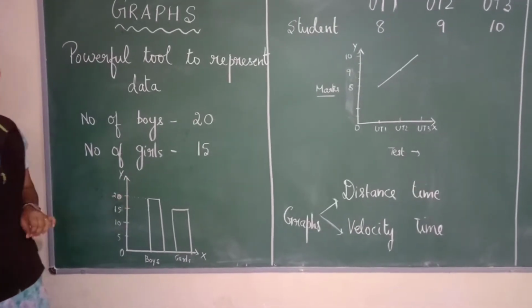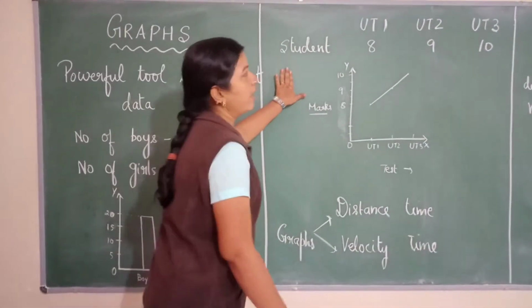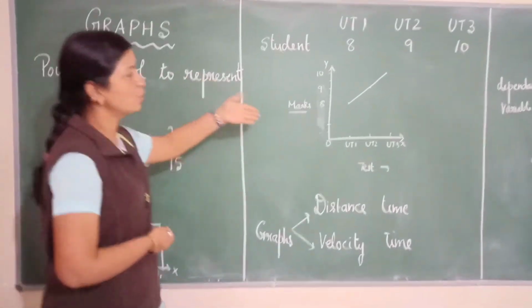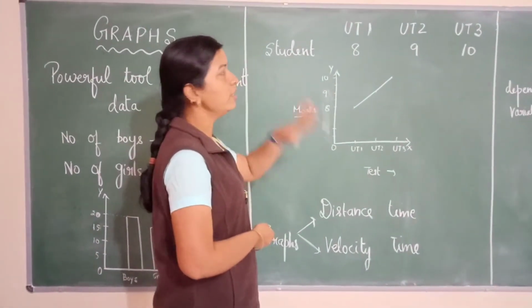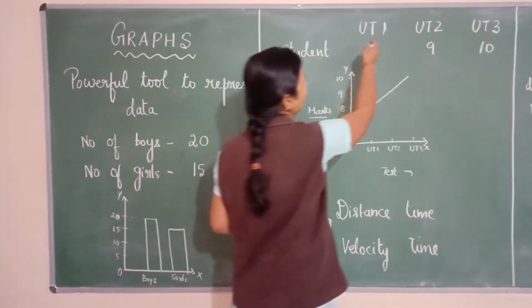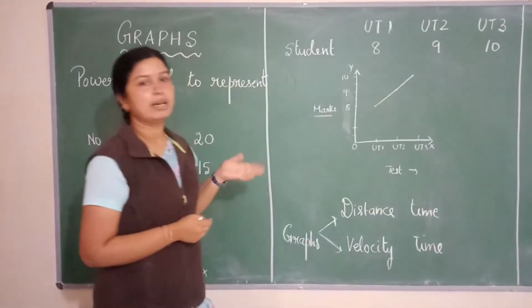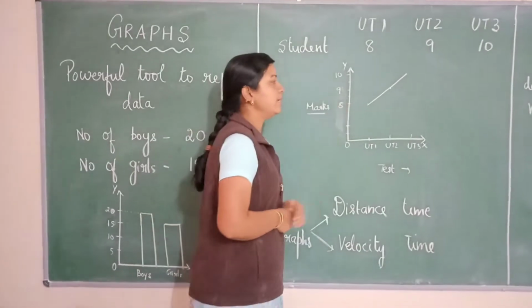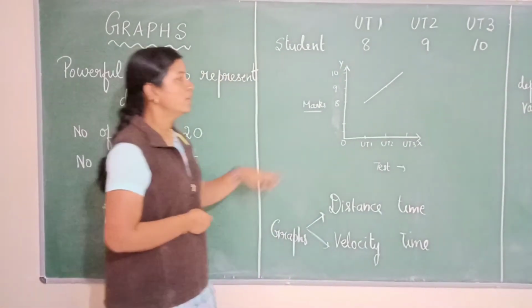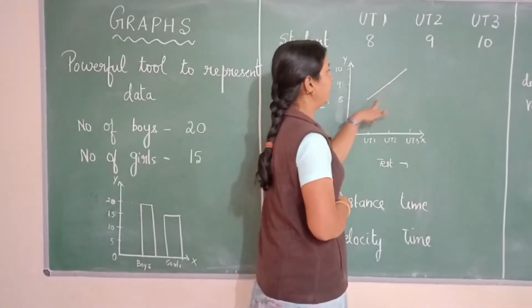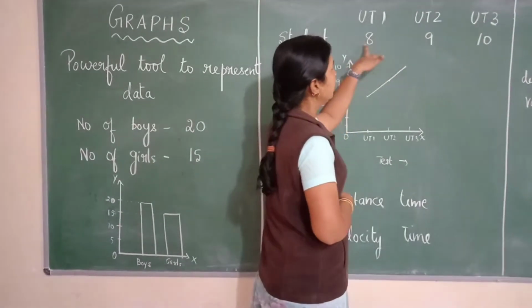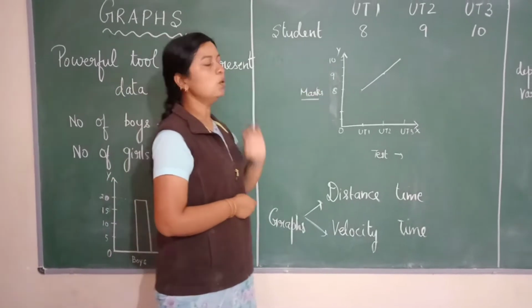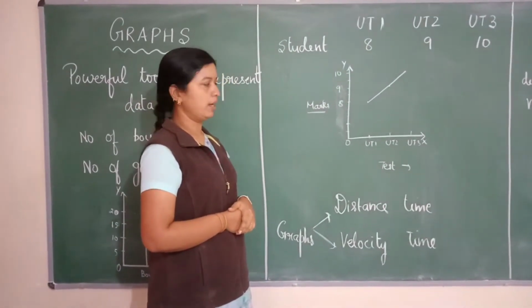Let us take another case. We are just finding out the scores of a student in different tests. So suppose the student has scored 8 in UT1, 9 in UT2 and 10 in UT3. And we will represent it using a line graph. So if you see here, you can see that it is increasing, which means the score is also improving in every test. So it is easy to check the performance of the student.